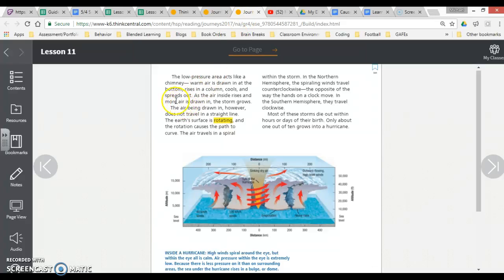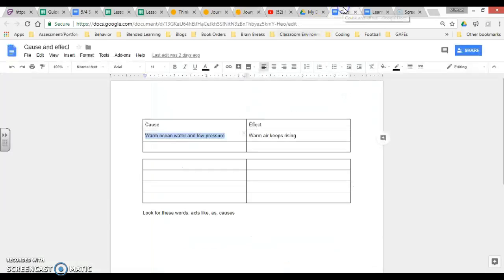So let's look at another one. The Earth's surface is rotating, and the rotation causes the path to curve. The air travels in a spiral within the storm. So there's the key word here, causes. So I can add that in here.